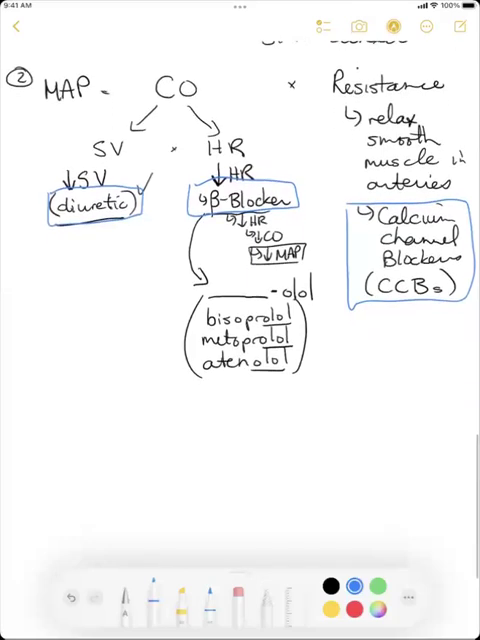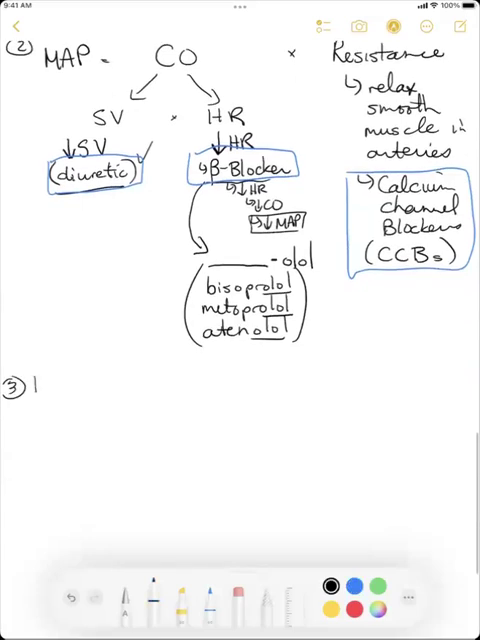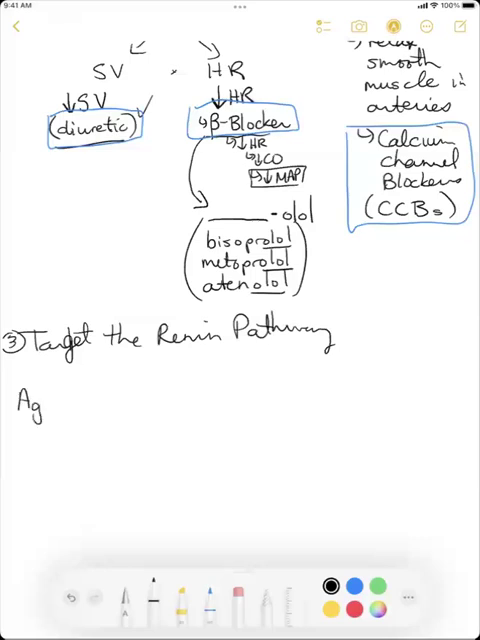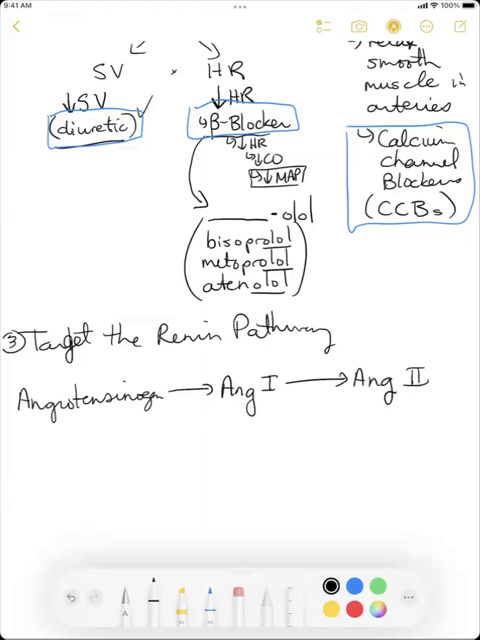We can also target that other pathway that we looked at already, which was in the kidney, the renin pathway. So remember there was that angiotensinogen to, I'm going to just put Ang1, to Ang2. And this is going to increase blood pressure.